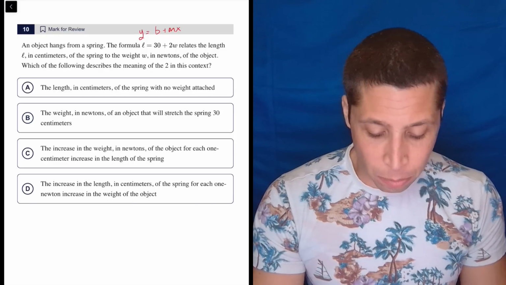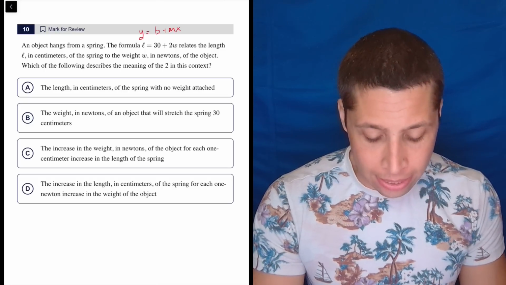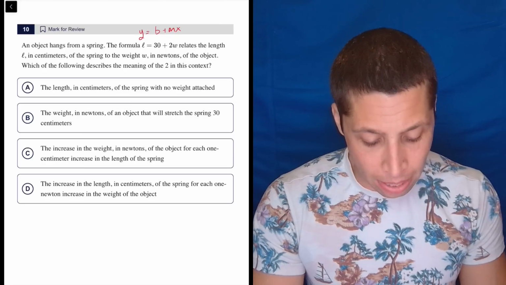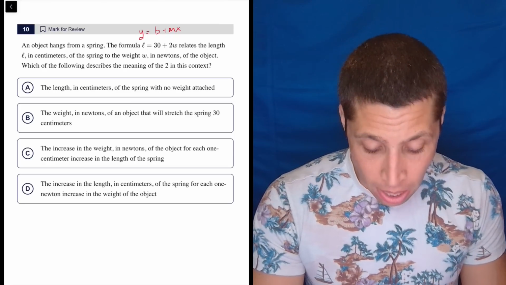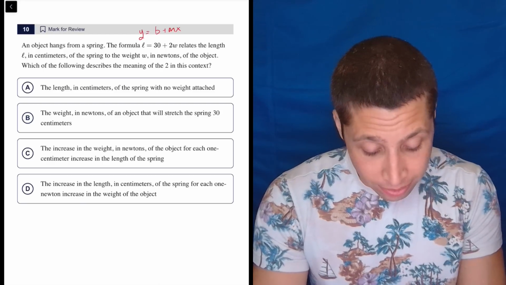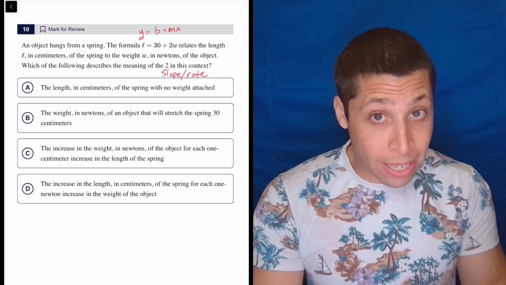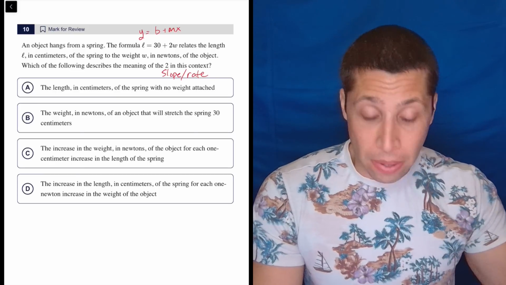An object hangs from a spring. The formula L equals 30 plus 2w relates the length L in centimeters of the spring to the weight w in newtons of the object. Which of the following describes the meaning of the 2 in this context? Well, the 2 kind of sounds like a slope. And we know that with a story, a slope is some sort of rate. So let's just see if there's something that sounds like a slope.